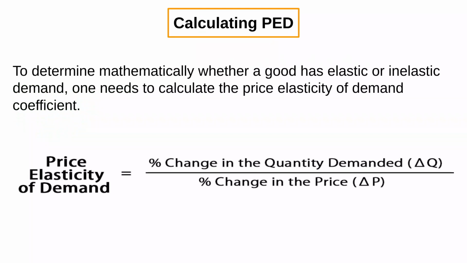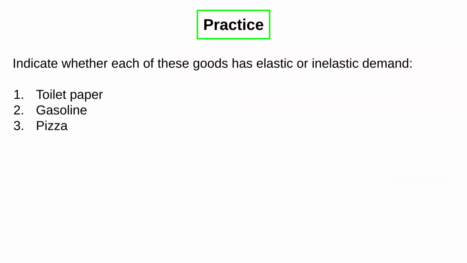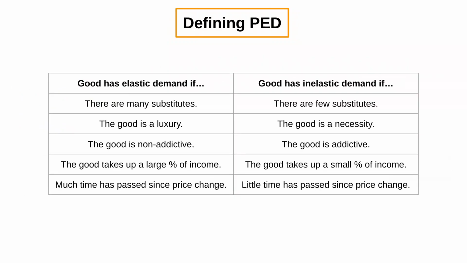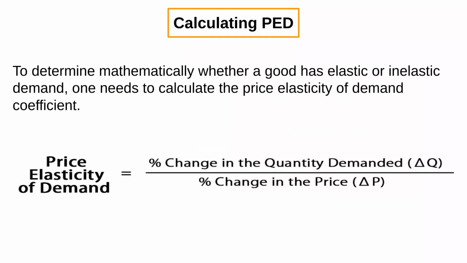All right, now what was maybe a little challenging with that practice is it's kind of subjective. Like if we use this chart, that's pretty subjective as to whether something's elastic or inelastic, like how many substitutes is many versus a few. So a formula is helpful in spitting out a number that will tell us whether the demand is elastic or inelastic or something else. The formula is the percent change in quantity demanded divided by the percent change in the price. Using this formula allows us to determine whether a good has elastic or inelastic demand.